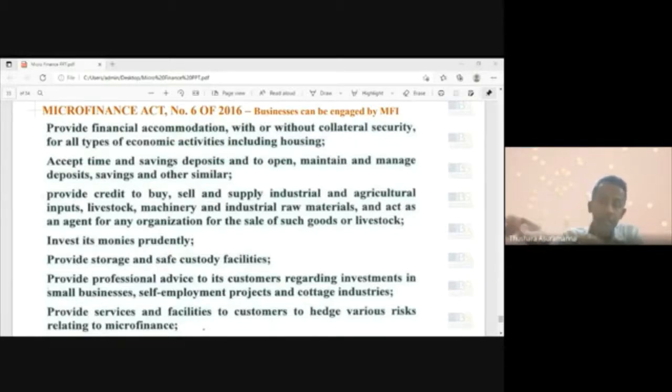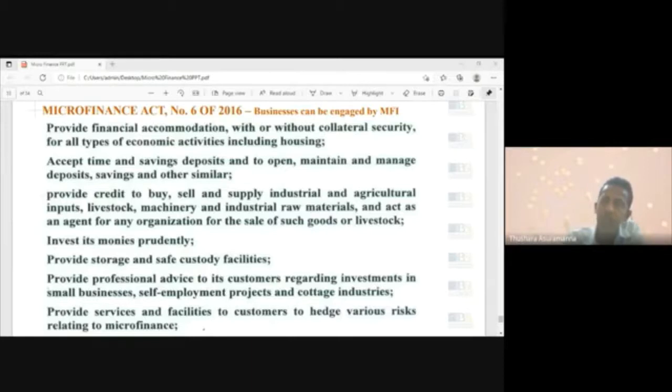Number 2, micro deposits. If you remember, they can even canvass deposits, except current accounts. Time and savings deposits: open, maintain, manage savings and other similar deposits, but not current accounts. They can't operate current or demand deposits, but they can do all other savings and related accounts, and they can manage that. Third one, provide credit to buy, sell, supply industrial and agricultural inputs. So basically, they can do agricultural lending. They can do housing and other things. They can accept deposits and all that.